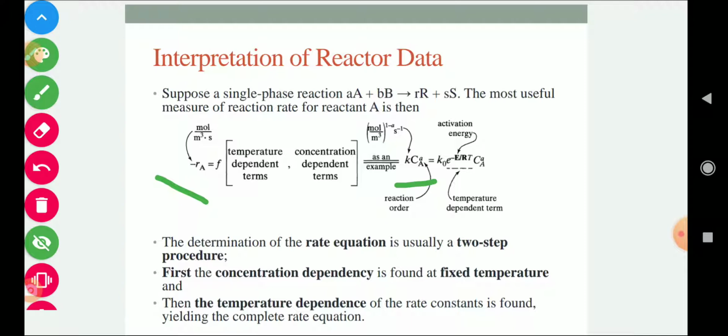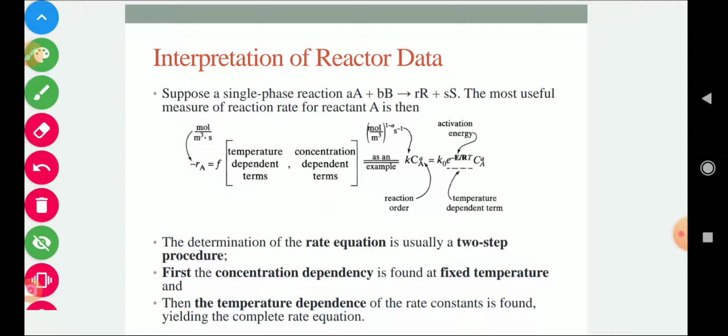Now this K, the rate constant, is a temperature dependent quantity, and Ca is the concentration of reactant A. It means the rate of reaction is temperature dependent and concentration dependent. In order to find out the dependency on temperature and concentration, this is a two-step process.